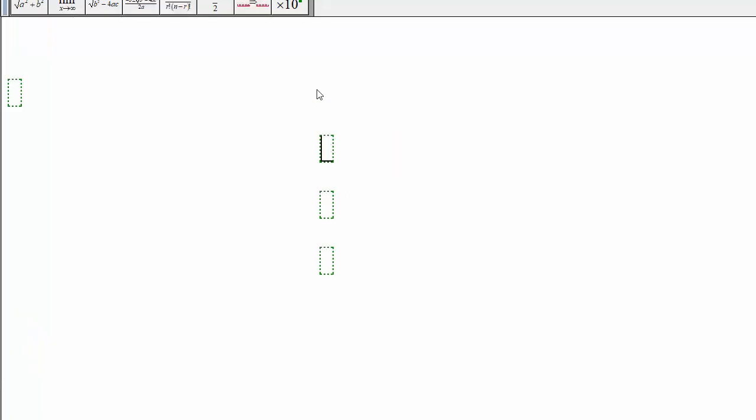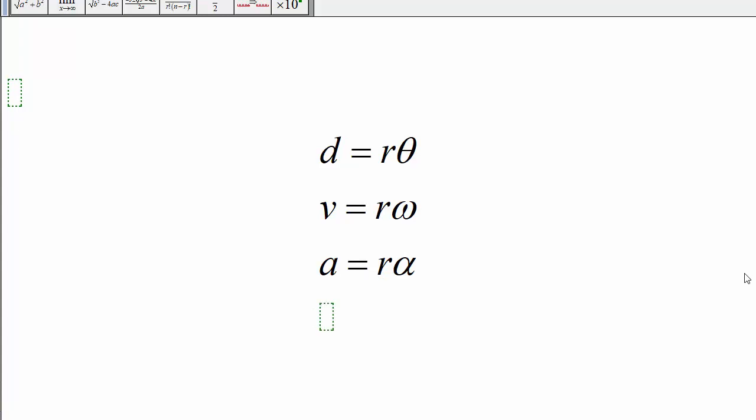If we'd like to convert between our new angular values and our more familiar linear values, the conversions are this. Distance equals r times theta. For example, if we had a wheel of radius r and we rolled it through an angle theta in radians, our distance would be r theta. Likewise, our speed is going to be r omega, where omega is our angular speed. And finally, our acceleration is r alpha, where alpha is our angular acceleration.